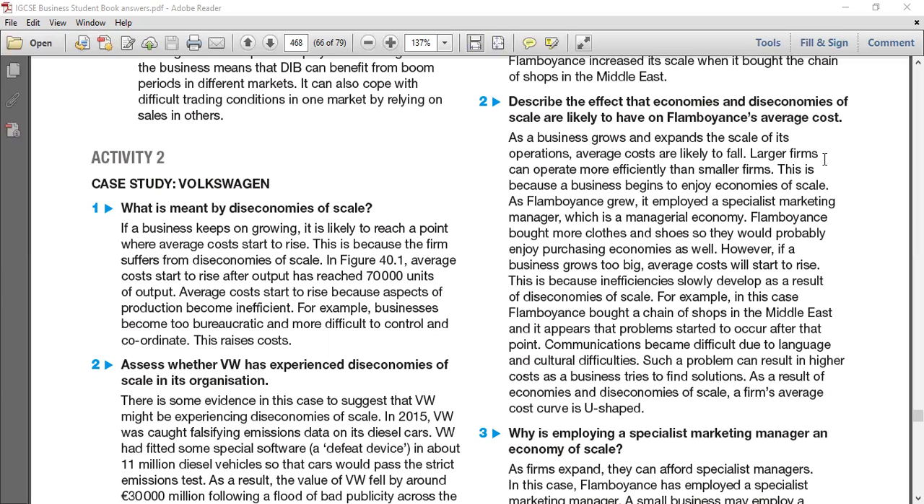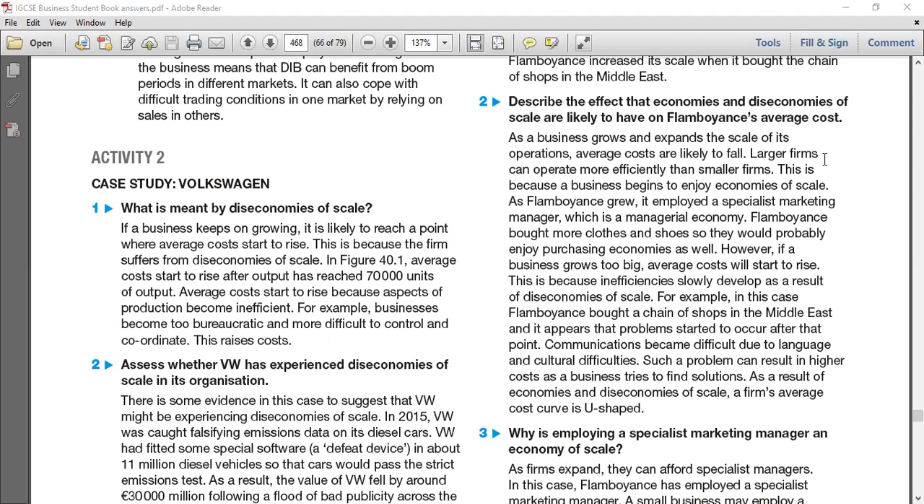For example, in the case, Flamboyance bought a chain of shops in the Middle East, and it appears that problems started occurring after that point. Communications became difficult due to language and cultural difficulties. Such a problem can result in higher costs as a business tries to find solutions. As a result of economies and diseconomies of scale, a firm's average cost curve is U-shaped.